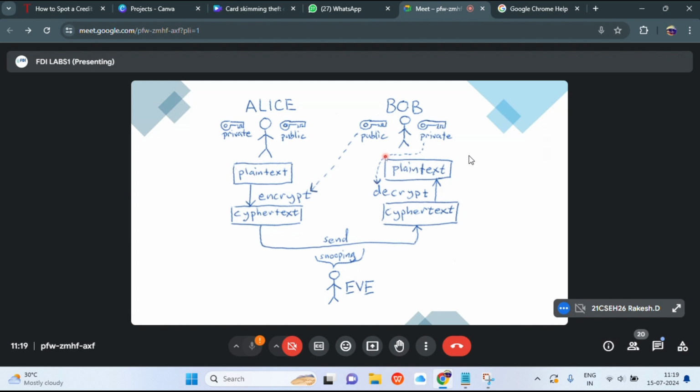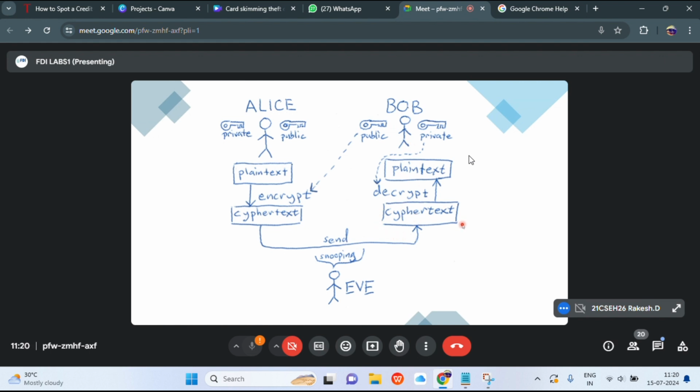See here, this is the example for asymmetric key cryptography. Now Alice wants to send a message to Bob, but she is using asymmetric key cryptography. How will she send the message? She has her plain text. She will get the public key from Bob and encrypt her plain text using the public key of Bob, and it becomes the ciphertext. Now she will send her ciphertext to Bob.